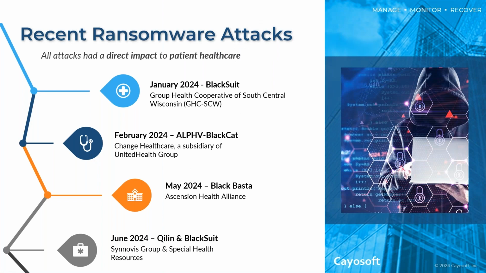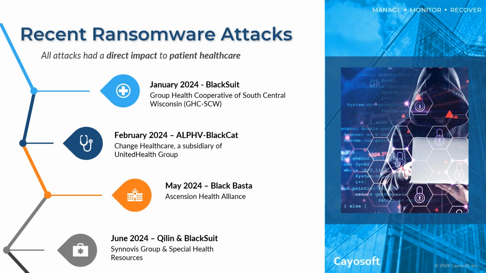Now let's look at some ransomware attacks. But before we go into the specifics around the attacks, I want you to understand all of these ransomware attacks had a direct impact on patient healthcare. So now let's look at January 2024. BlackSuit targeted an organization called Group Health Cooperative out of South Central Wisconsin. This impact had over 533,000 patient records.